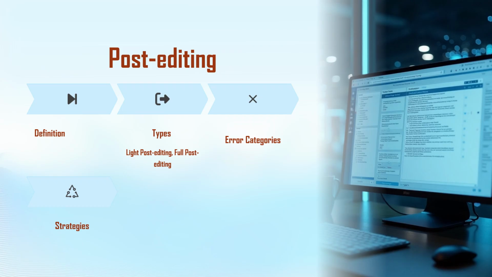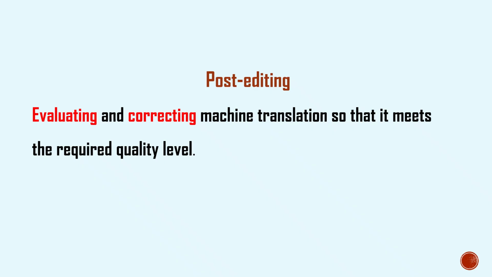Now that we've dealt with pre-editing strategies, we move to the other side of the workflow, which is post-editing, starting by its definition and then its types, error categories in neural machine translation before embarking on post-editing strategies. Post-editing could be defined as the process of evaluating and correcting machine translation so that it meets the required quality level.